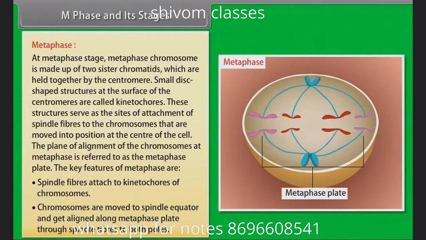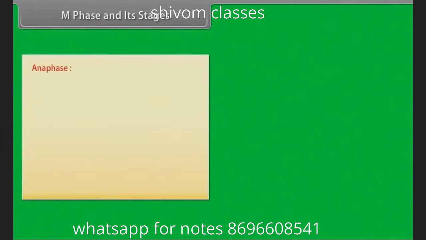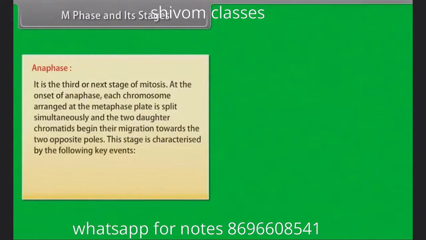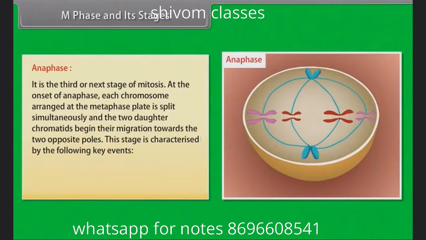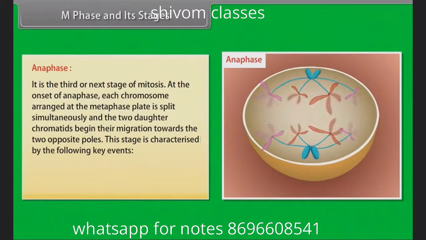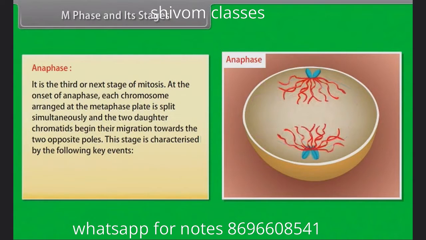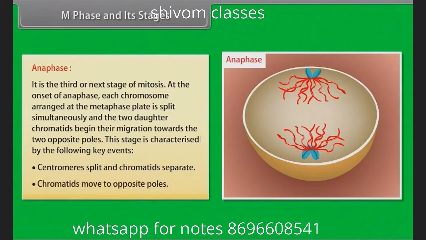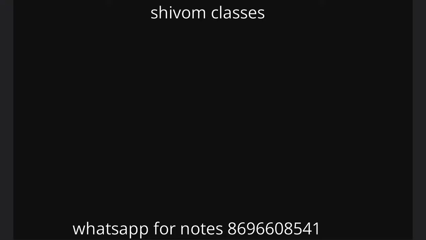Now let us know the next stage of mitosis, that is, the anaphase stage. It is the third stage of mitosis. At the onset of anaphase, each chromosome arranged at the metaphase plate is split simultaneously and the 2 daughter chromatids begin their migration towards the 2 opposite poles. This stage is characterized by the following key events. Centromeres split and chromatids separate. Chromatids move to opposite poles.